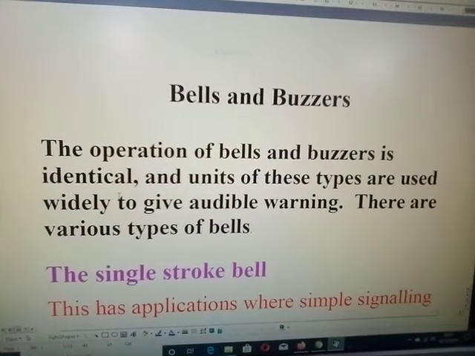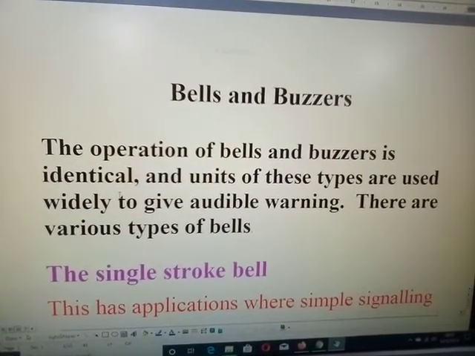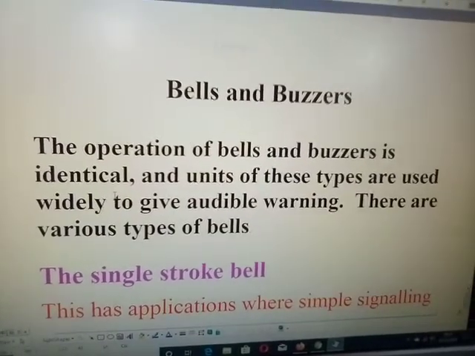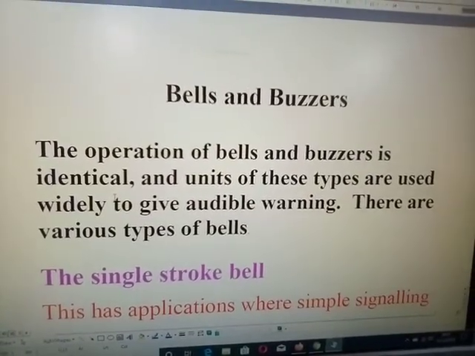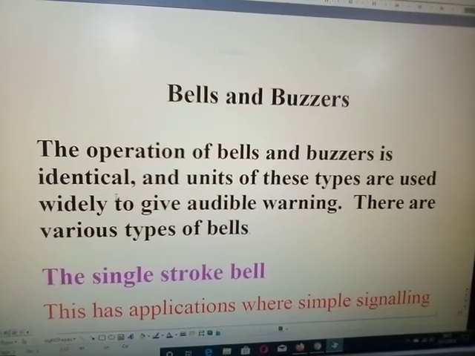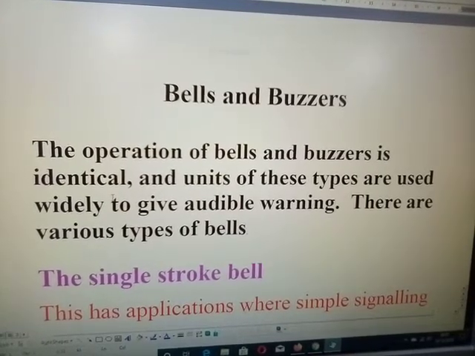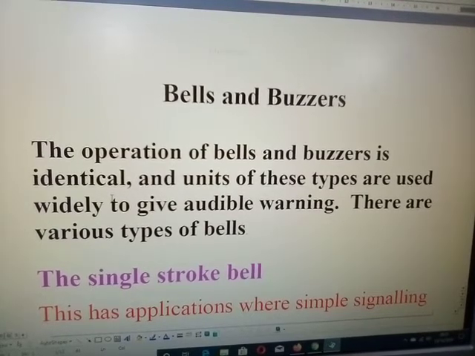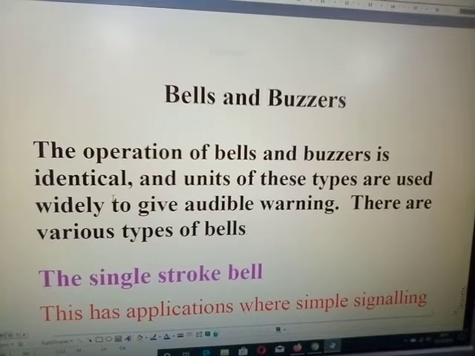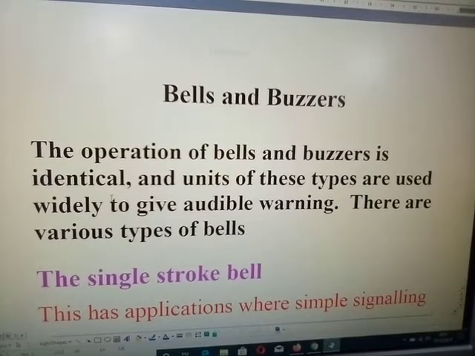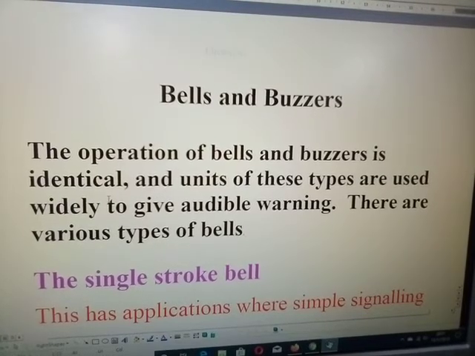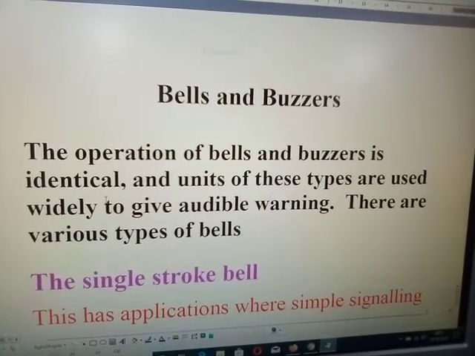Okay, welcome back. What I want to look at this evening is something called bells and buzzers. The reason I've chosen this is that many moons ago, if you went to a hotel, you would find these things very commonplace. If you rented a room and pressed the bell in your room, it would ring a bell downstairs in the reception area.